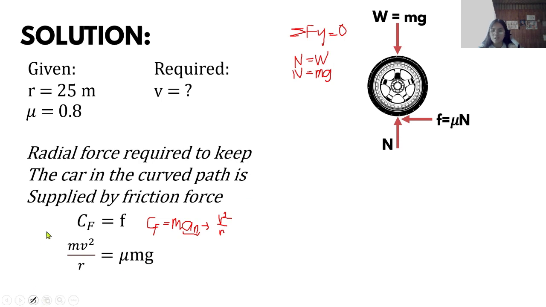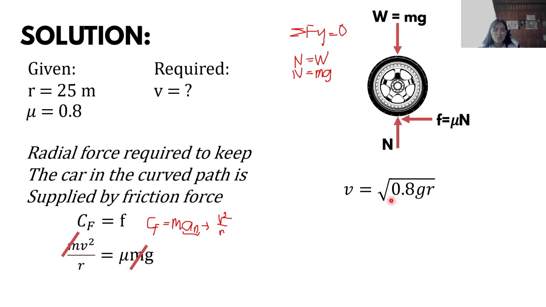Kaya, meron tayong formula na ganito. Okay? And then, may mass sa both sides, so we can cancel that. So, para matira, velocity is equal to square root of 0.8 gr. Naging ganyan kasi dito, cross multiply radius to the other side. So, matitira mu gr. And then v squared, para ma-isolate si v, you need to square root both sides.